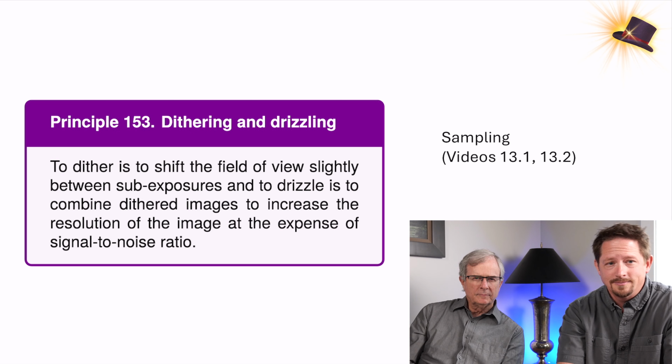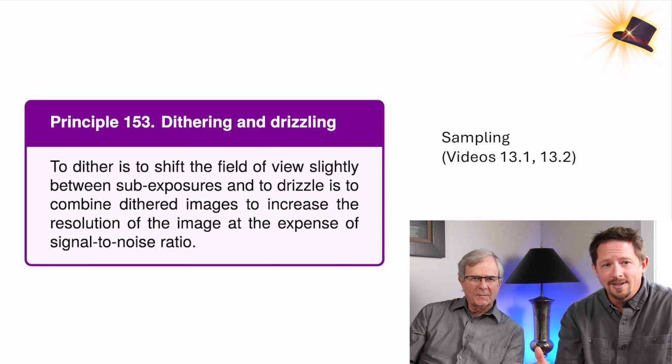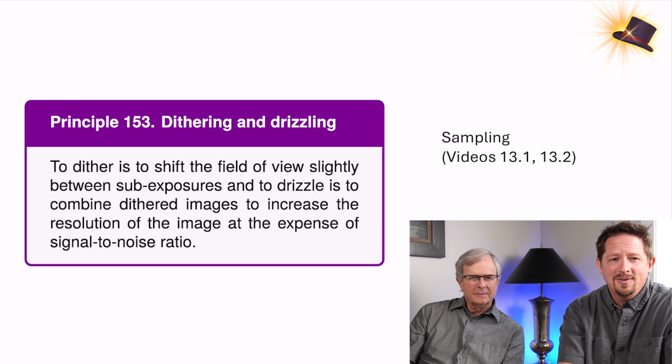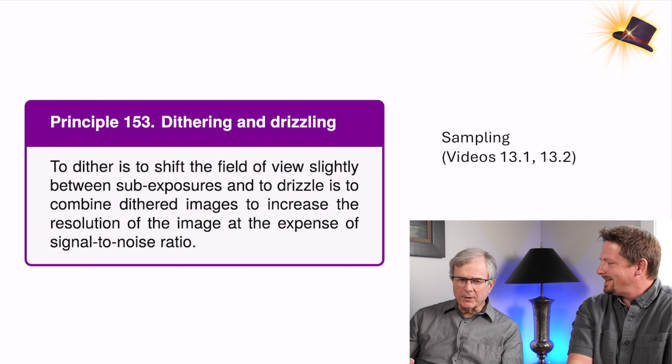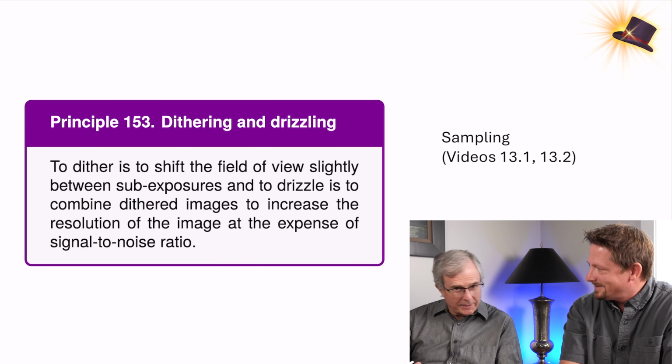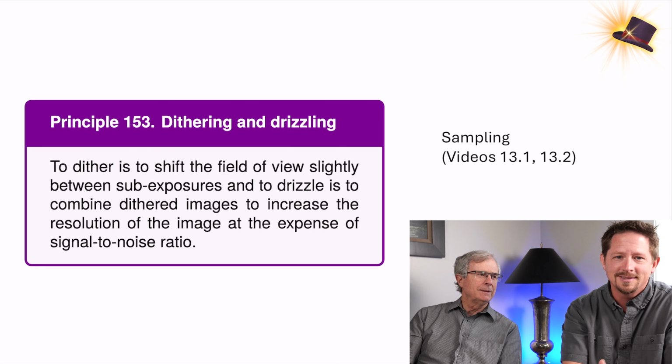To dither, kind of 6-7, to dither is to shift the field of view slightly between sub-exposures. Isn't that what that means in English? I'm kind of dithering on this decision. Yeah, totally. That's 6-7.